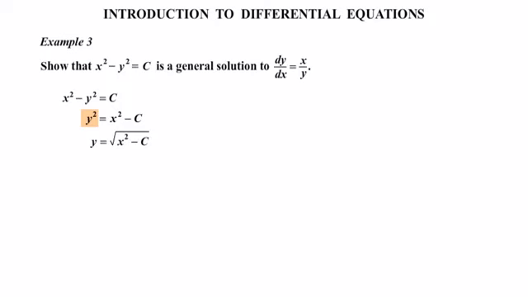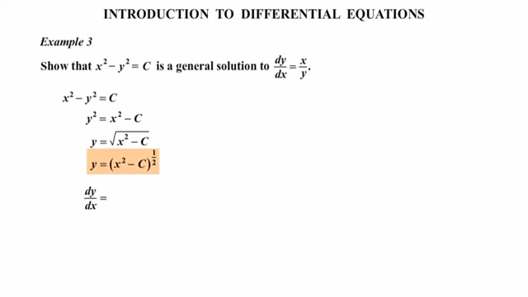Now any time we do differentiating, we don't want things under square roots. So we're going to rewrite that with a power. Remembering a square root is the same as a power of a half, so y is equal to x squared minus c all to the power of a half. Right, well that's set up now, we can start differentiating.